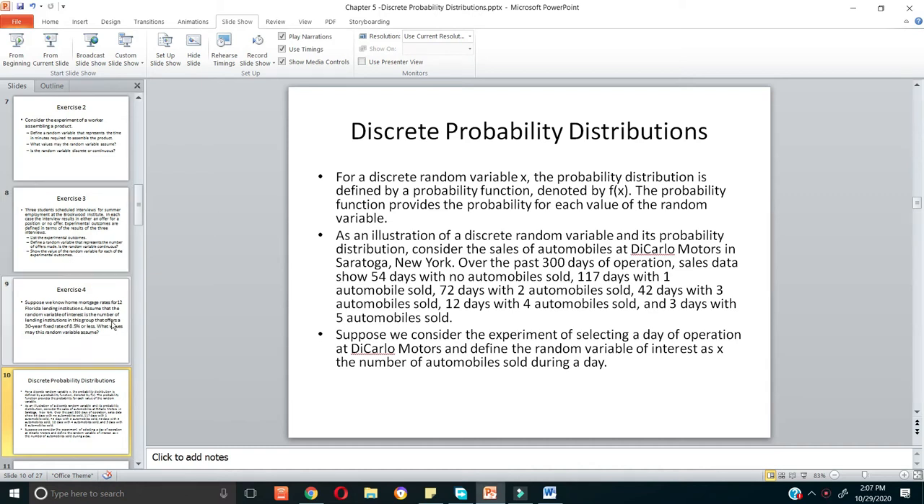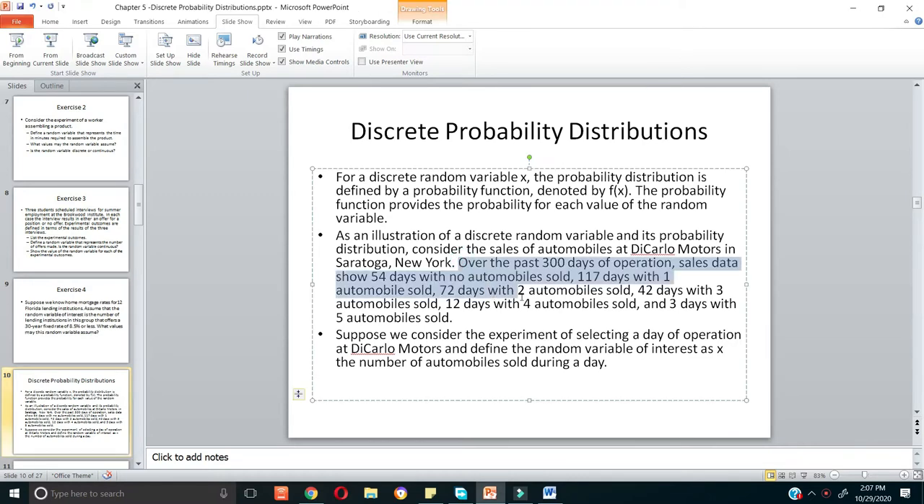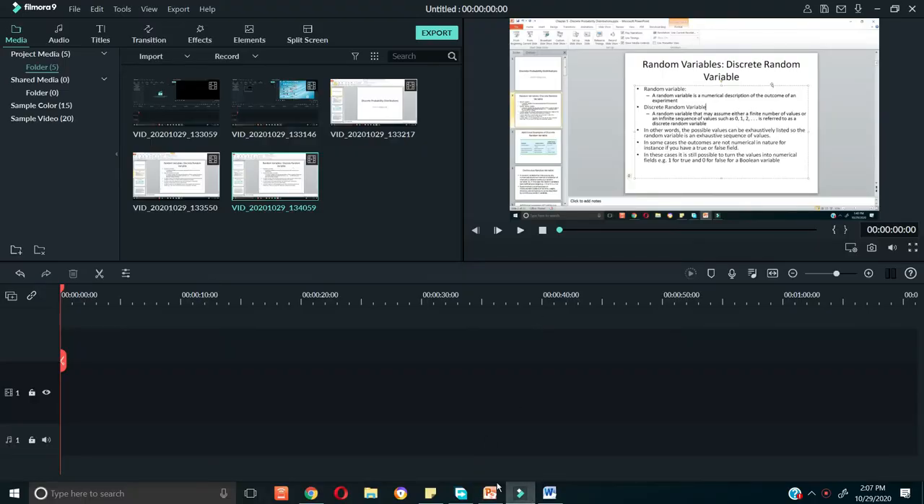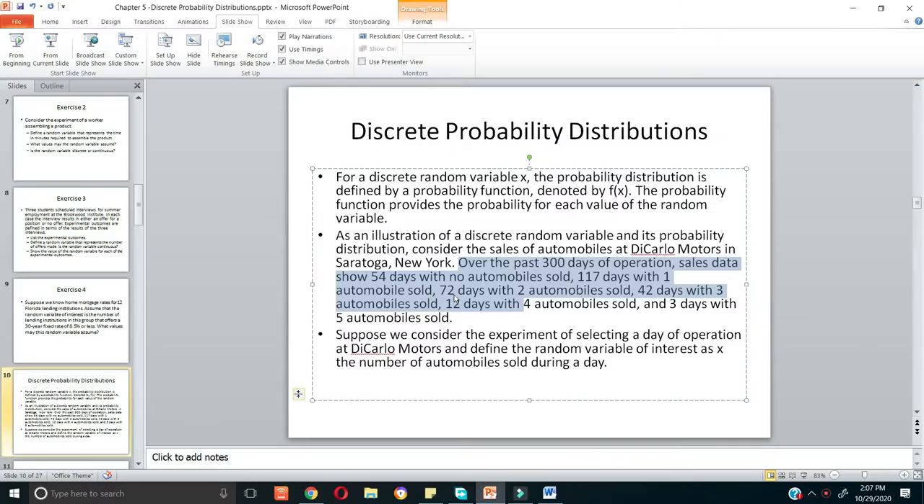I would like to continue with the previous discussion on discrete probability distributions. We have an example here for the DiCarlo Motor store. It's a store in Saratoga, New York, and over 300 days they have this historical data where there are 54 days with no automobiles, 117 days with one automobile sold, 72 days with two automobiles sold, 42 days with three, and so on and so forth.